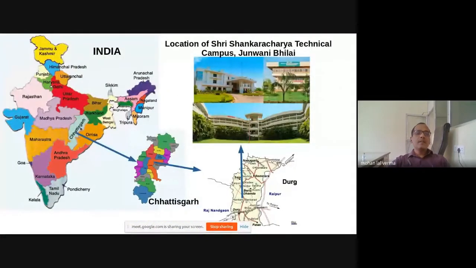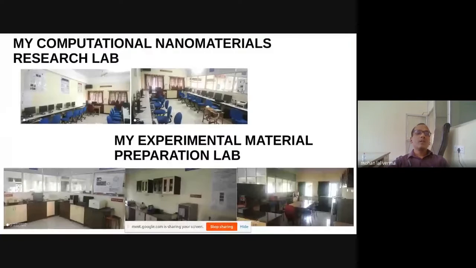This is my Chhattisgarh, and I belong to this beautiful Chhattisgarh, full of greenery. My institution is situated in the district of Durg, and this is the administrative block and other blocks. This is my computational lab and the experimental lab. I'm just trying to show some glimpses here.